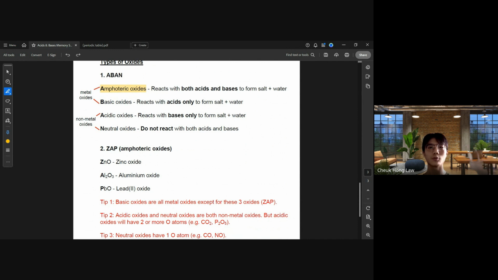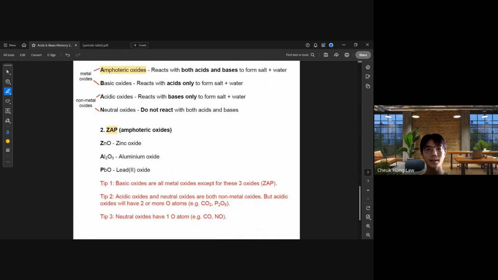Since we are on the topic of amphoteric oxides, let's move on to the only 3 amphoteric oxides you need to know for your O-level syllabus, which is ZAP. ZAP is the memory shortcut to remember your amphoteric oxides. Z is for zinc oxide, A is for aluminium oxide, and P is Pb, which is lead, so lead-2 oxide. These are the only 3 amphoteric oxides that we learn.